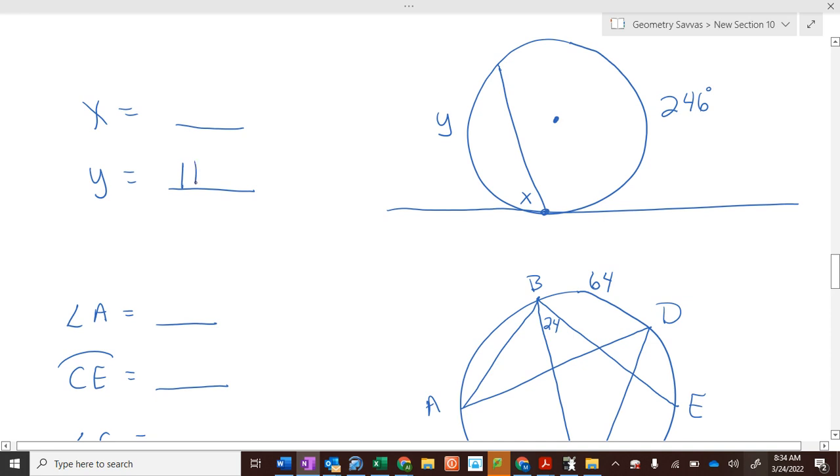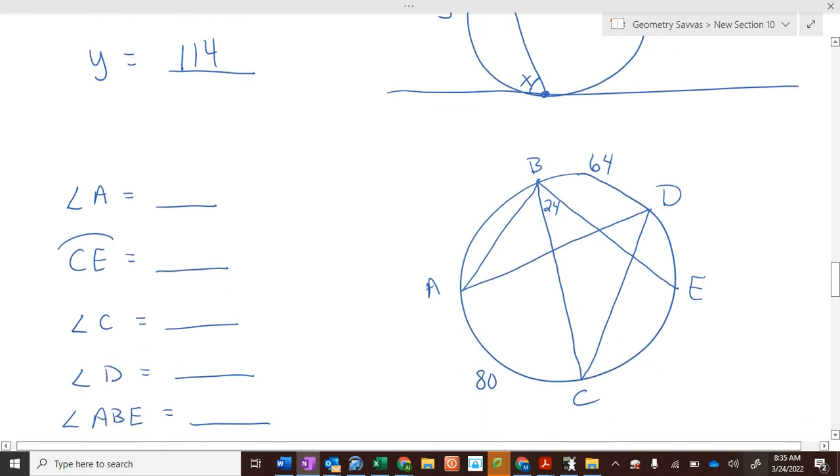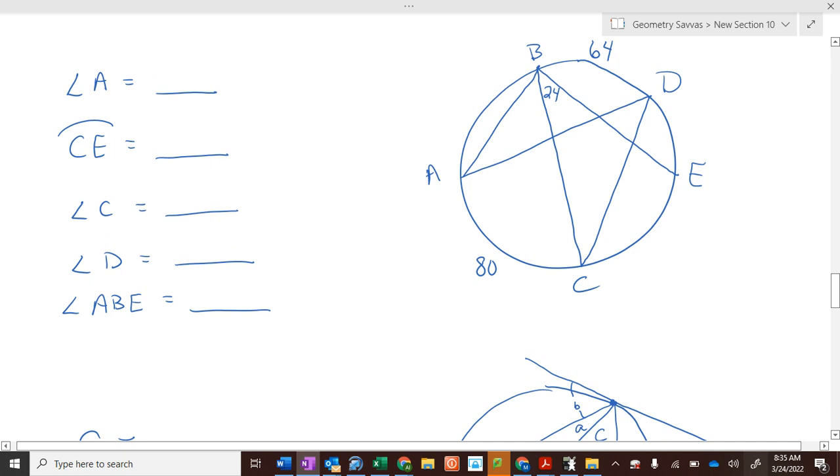114. So if Y is 114, what is this angle X down here? 57, half of the 114. The inscribed angle is half the arc. The arc is twice the angle. Okay? If you don't know that, then you're going to get a lot wrong on this test. Because there's a lot of problems dealing with it, just like this one is full of them.